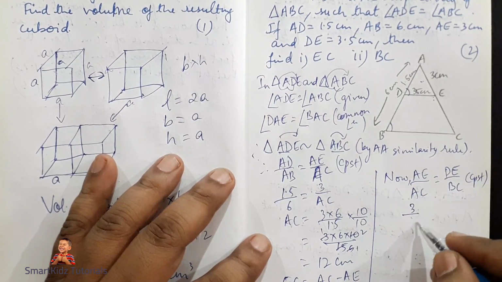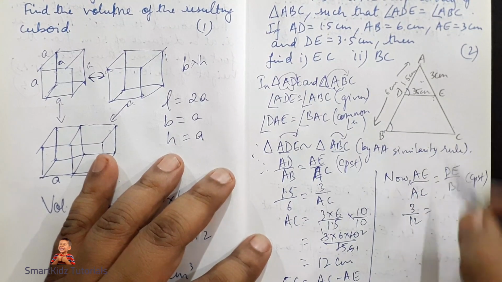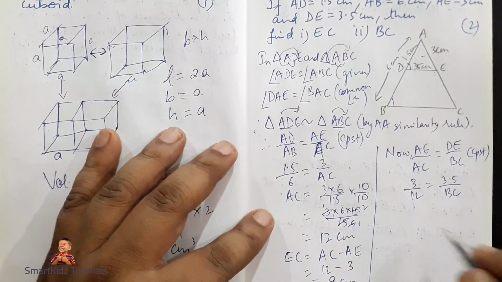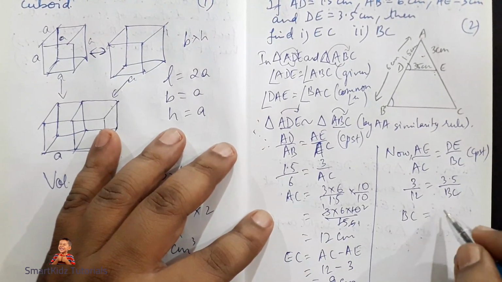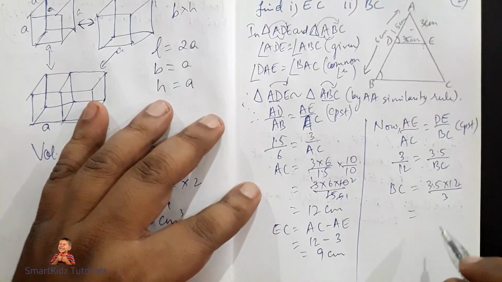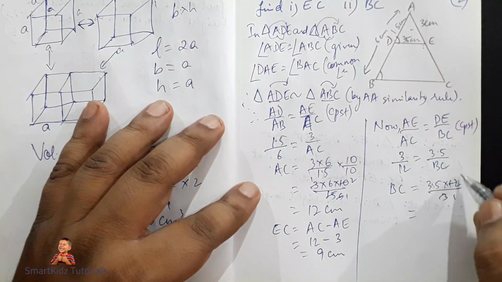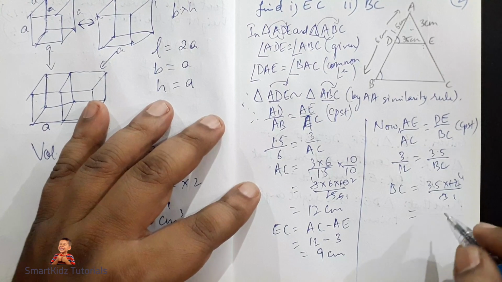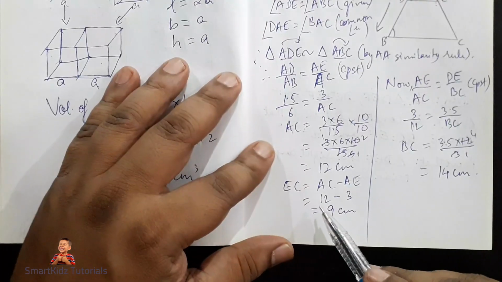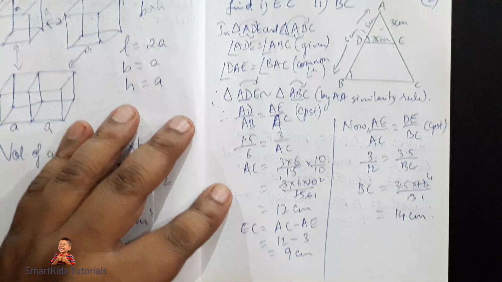So AE is 3 centimeters. AC we found as 12. DE is given to us as 3.5 and BC is what we need to find out. So in other words, BC will be equal to 3.5 into 12 upon 3. Okay. So 3 ones are 3, 3 fours are 12. 3.5 into 4 gives us 14 centimeters. So we found out EC and we found out BC also. Okay.